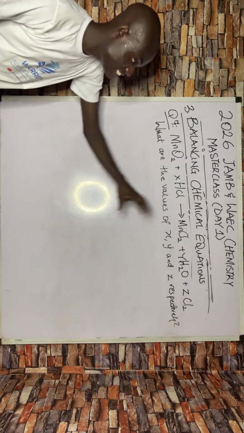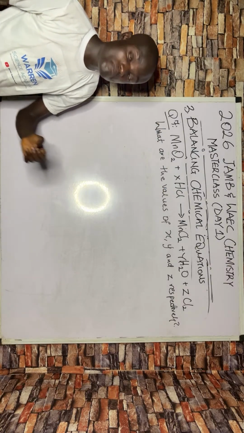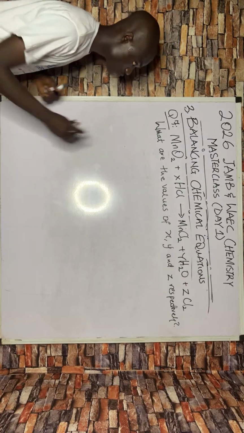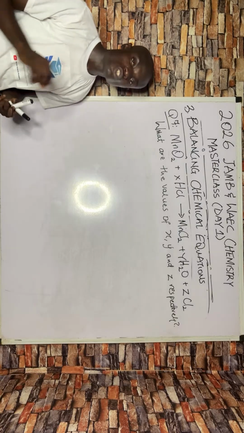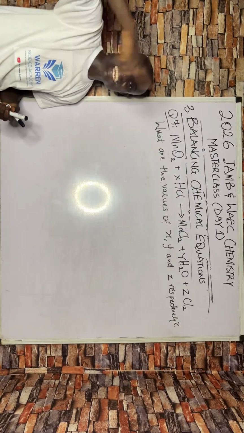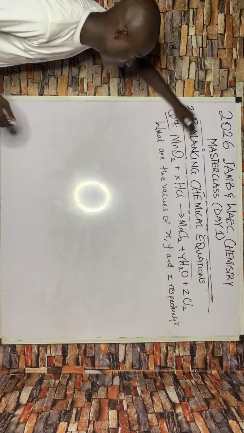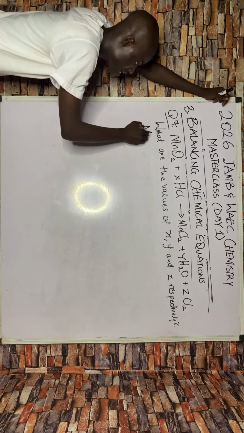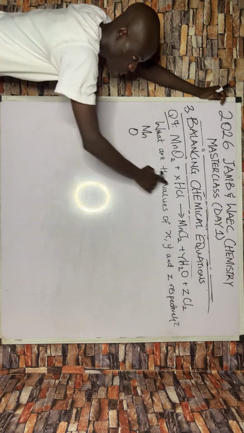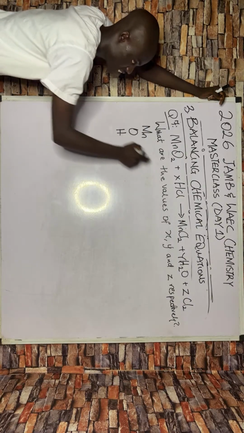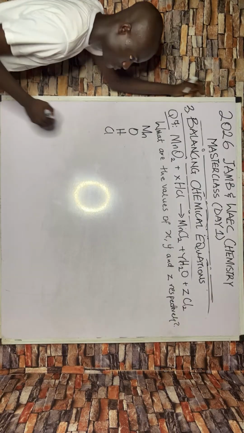So we'll look at this question using a method which we call the algebraic method. Now let's go. So we have MnO2. Again, what is the step? The first thing is that you are going to identify the elements present in this equation. First of all, we have Mn, which is manganese. And then we have oxygen, which is O. We have hydrogen, which is H. And lastly, we have chlorine, which is Cl.